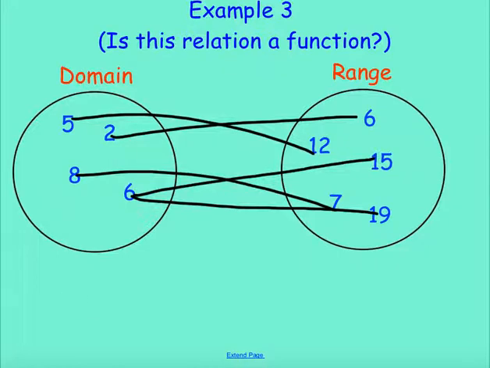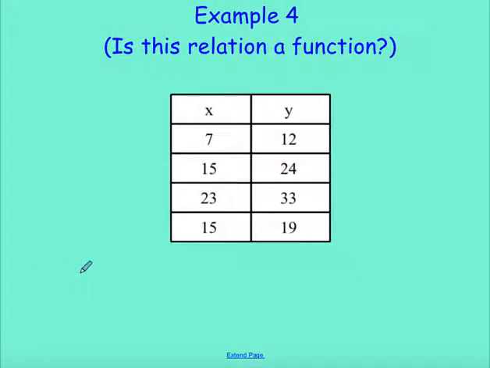How about this one? Is this a function? So we look at my inputs, 7, 15, 23, and 15, and we see, okay, do we have any that repeat? And we say yes, 15. Do they go to different values? And unfortunately they do. So 15 makes it fail because 15 goes to 24 and 15 goes to 19. So one input, 15, goes to two different values. So this would not be a function. So it's a relation, just a relation.